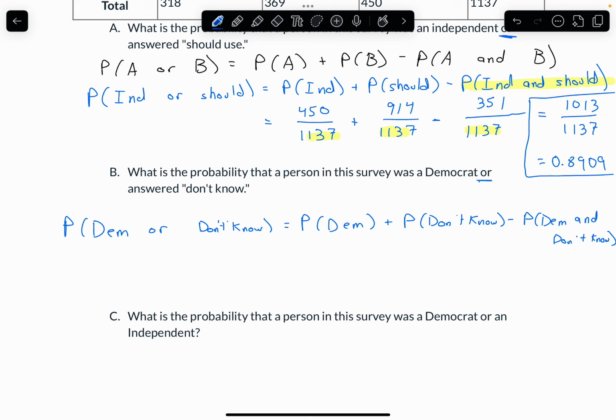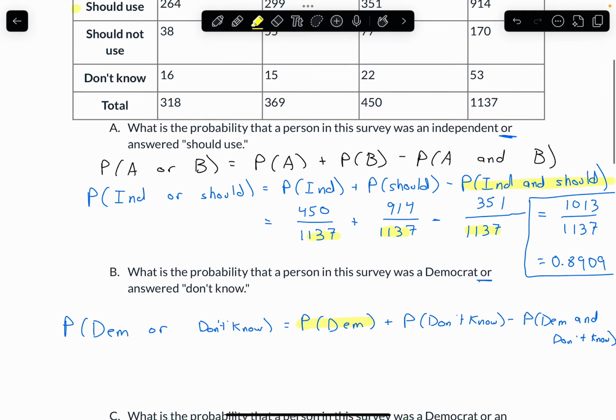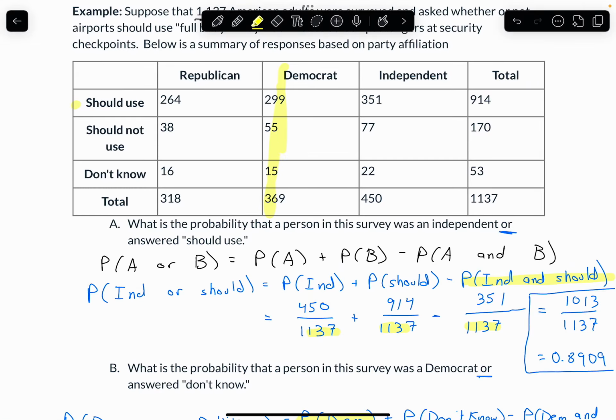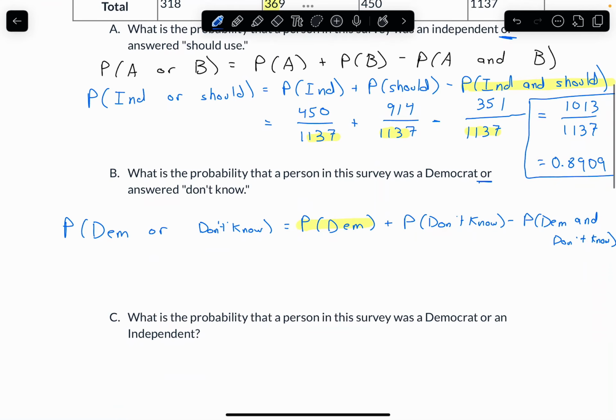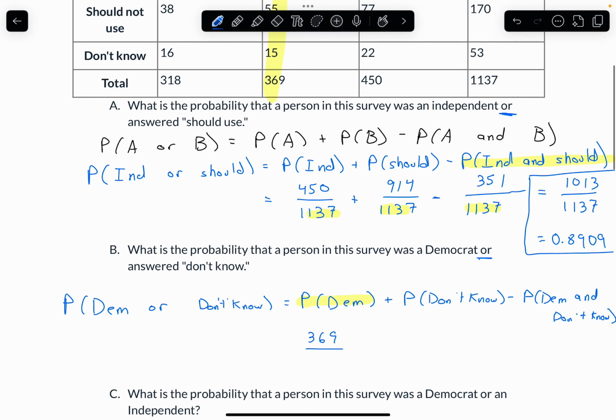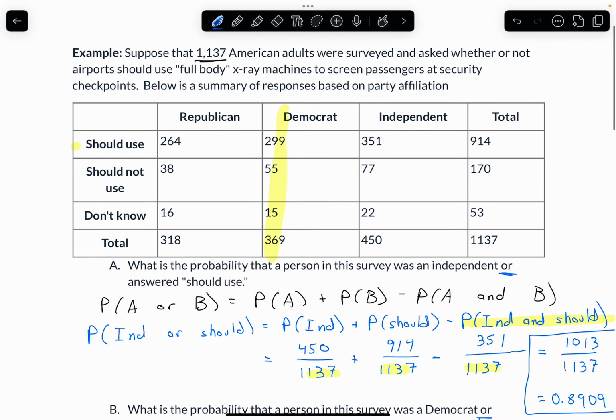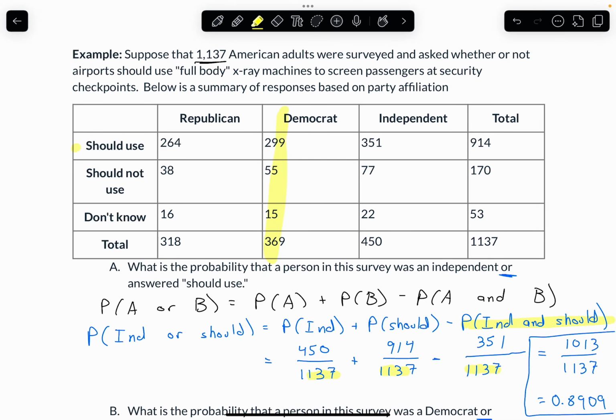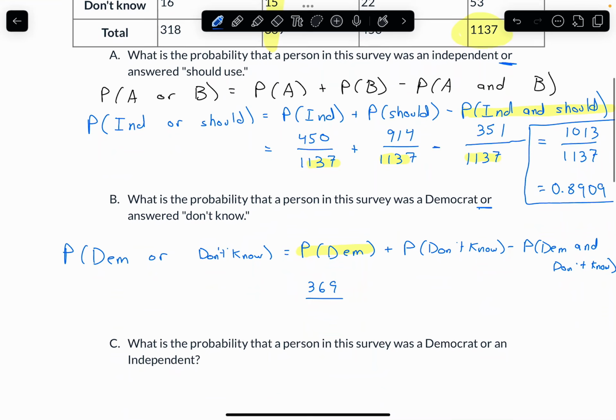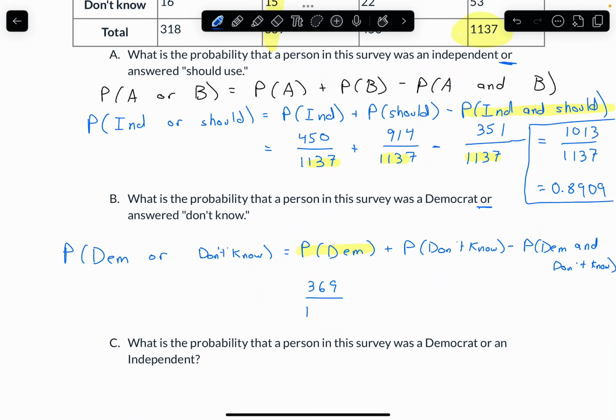All right, so starting with the probability that they were a Democrat, looking at this case first. For my Democrats, I have 369 of those individuals divided by, again, I'm selecting from my total group, and if I go back and look up at my total group, that was the 1,137 of those individuals. So I have 369 divided by 1,137 plus the probability that they said they don't know.